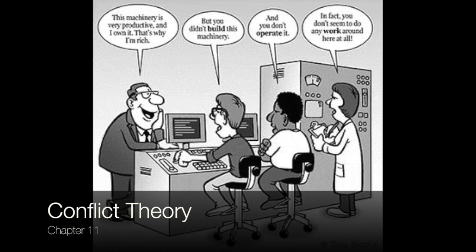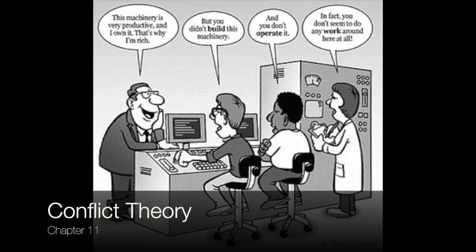For my third theory, I chose conflict theory from chapter 11. As you can see in this picture, the man all the way to the left, which is the boss, tells his 3 workers, "This machinery is very productive and I own it. That's why I'm rich." One of them responds, "But you didn't build this machinery." The next says, "And you don't even operate it." And the last one tells him, "In fact, you don't even seem to do any work around here at all."